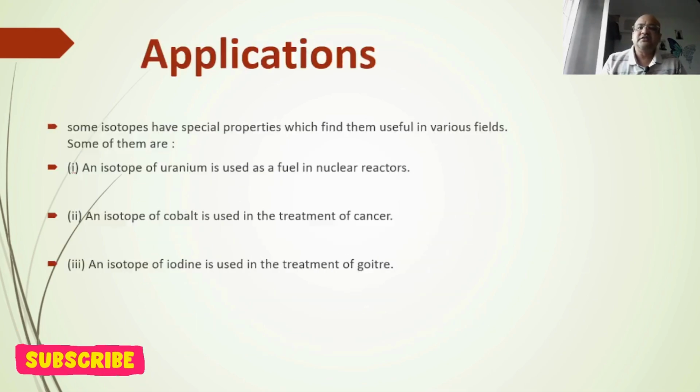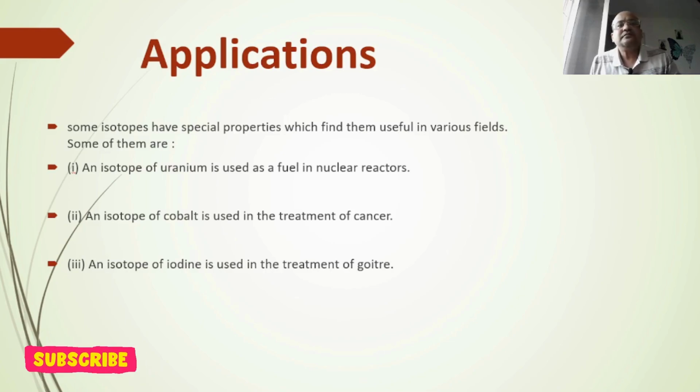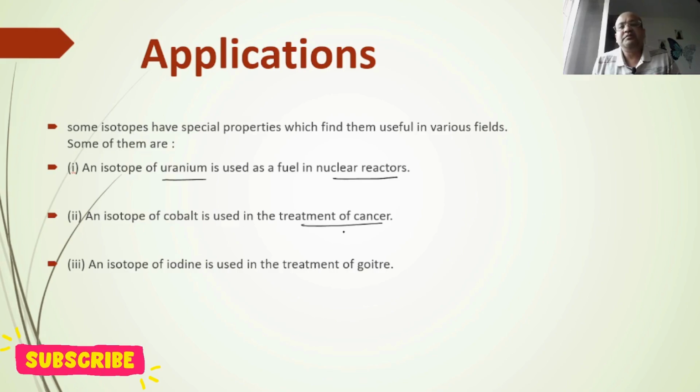Now let's see its applications, the uses. Some of the isotopes have special properties which make them useful in various fields. An isotope of uranium is used as a fuel in nuclear reactors. An isotope of cobalt is used in the treatment of a deadly disease, cancer. An isotope of iodine is used in the treatment of goiter.